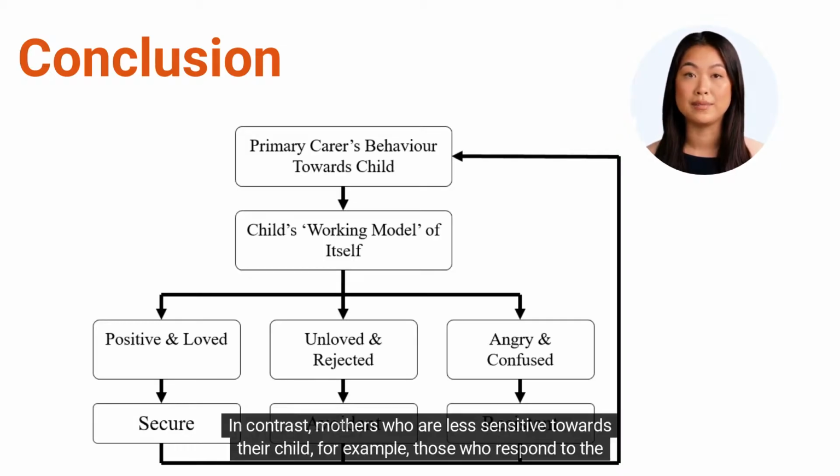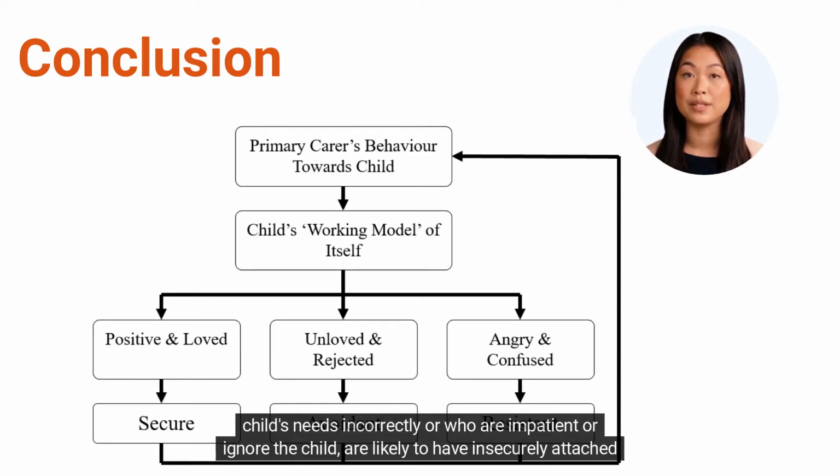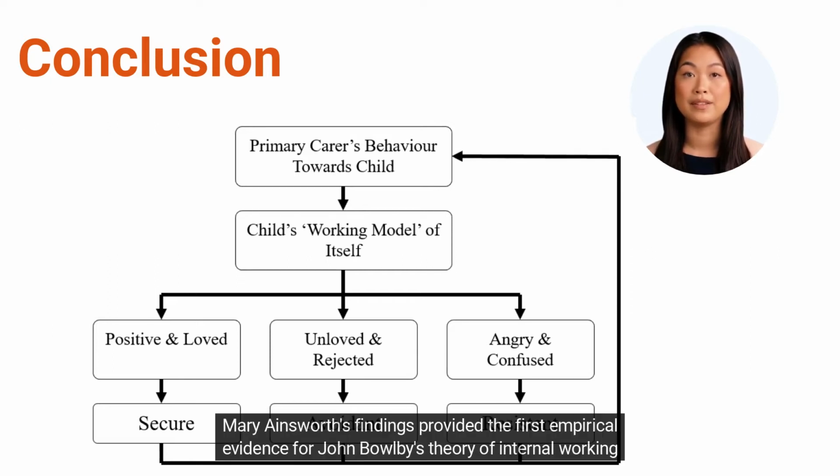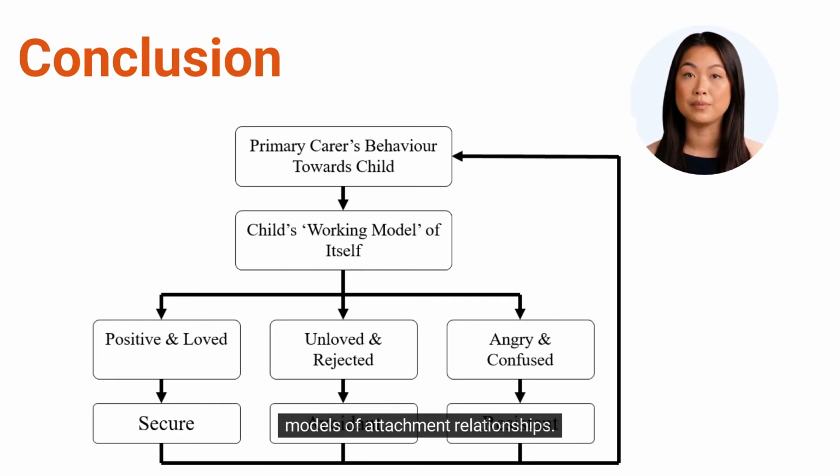In contrast, mothers who are less sensitive towards their child, for example, those who respond to the child's needs incorrectly, or who are impatient, or ignore the child, are likely to have insecurely attached children. Mary Ainsworth's finding provided the first empirical evidence for John Bowlby's theory of internal working models of attachment relationships.